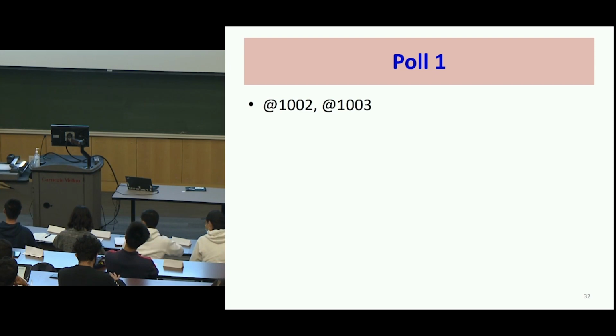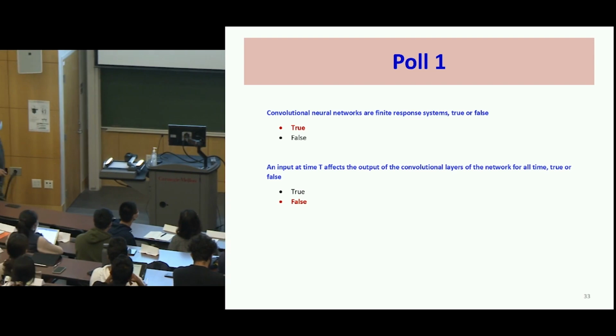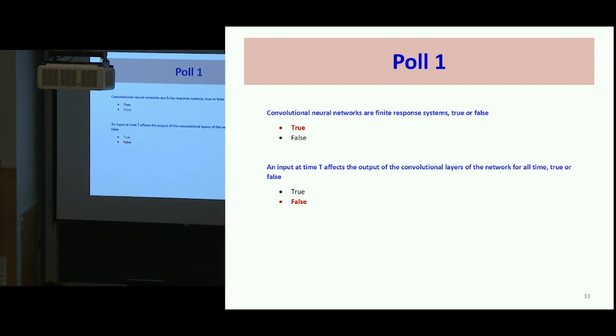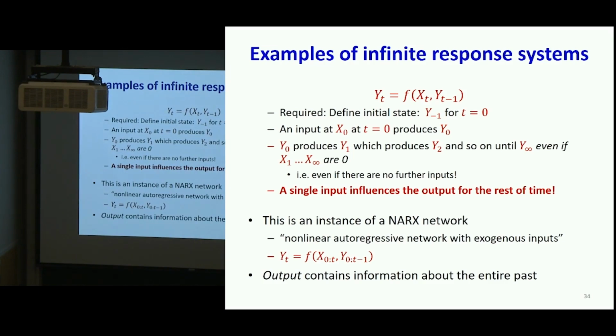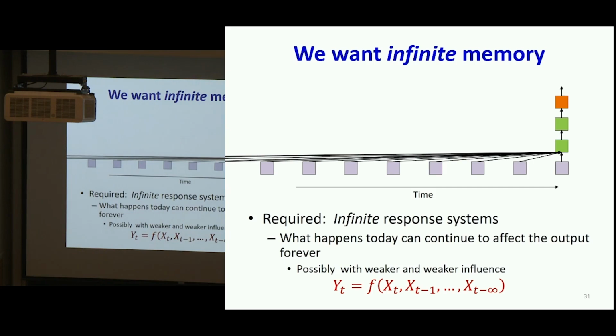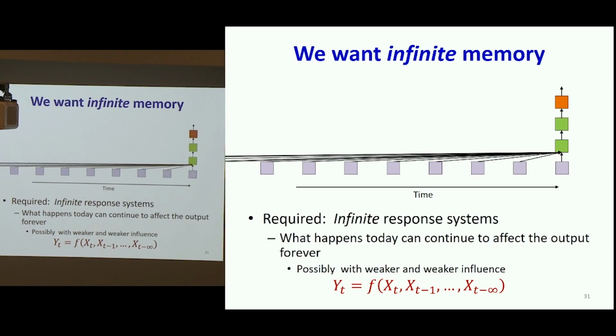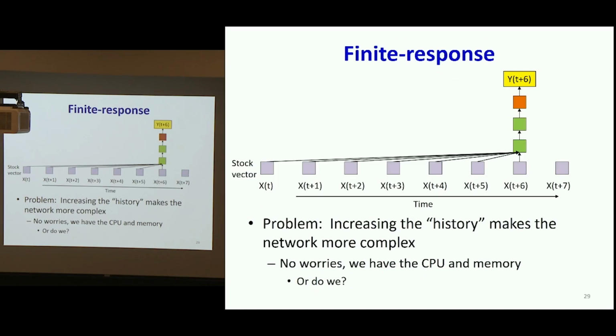Yeah. All right. Okay, guys, let's continue, right? The first statement was true, the second was false. Can everybody hear me? Yeah. Okay. So what we want is an infinite response system over here. We don't want just any odd finite response system. You want an infinite response system where something that happens at any time influences the output all the way to the end of time. And simple structures such as this one are clearly not going to do the job.